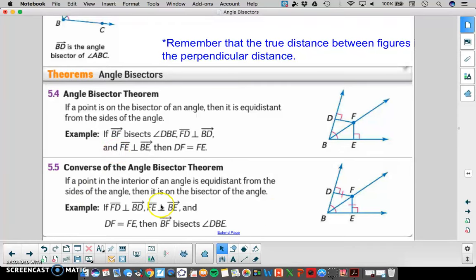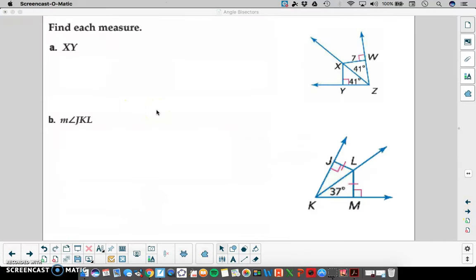The converse of that says if we know we have congruent segments, then we know that that is an angle bisector. So if we know first that FD is congruent to FE, and those are the perpendicular distances, then we can say that BF is an angle bisector. In these examples, we're going to use the angle bisector theorem to find each measure.